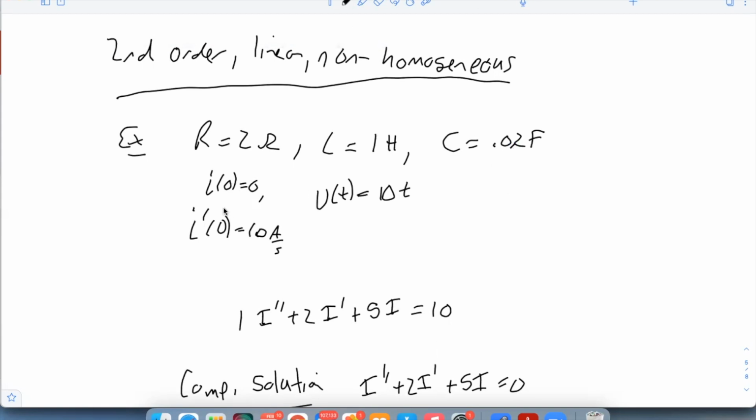And here are our initial conditions. We're assuming our initial current, notice here I did use lowercase i, is 0. And our initial derivative, i prime of 0, is 10 amps per second. And I'm assuming I've got some kind of voltage source that I'm slowly turning up. So my voltage is starting at 0, and I'm increasing the voltage by 10 volts per second.